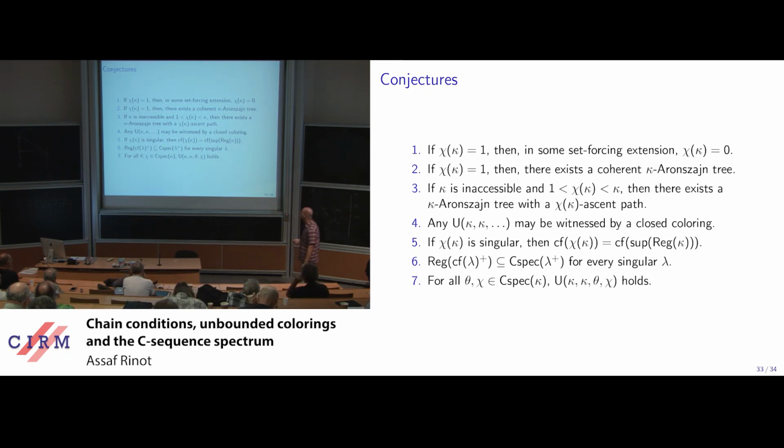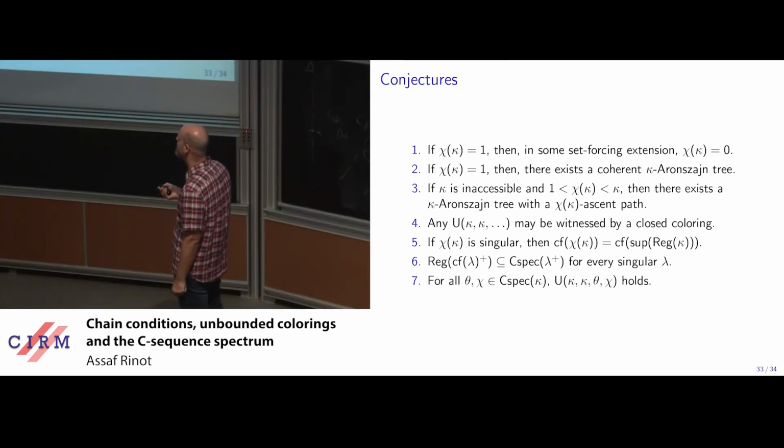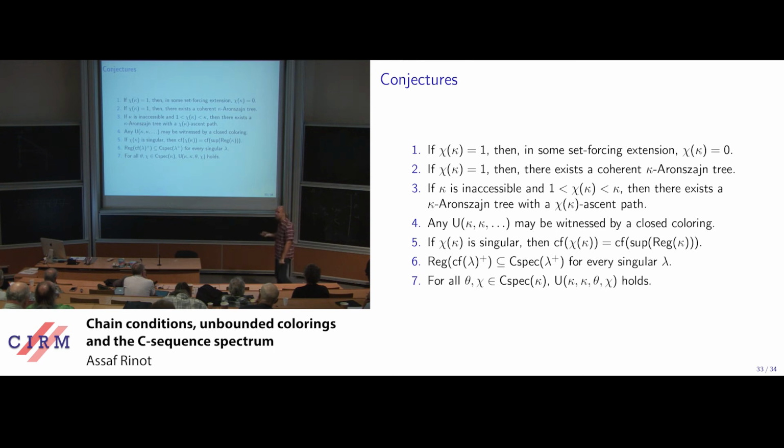And the last conjecture is that for every 2 cardinals, again, this is just by inspection. We look at all the models we can produce, and it's always the case that if theta and chi show up in the spectrum, then you have a witness, in fact, a closed witness to that. So that's all I wanted to say.